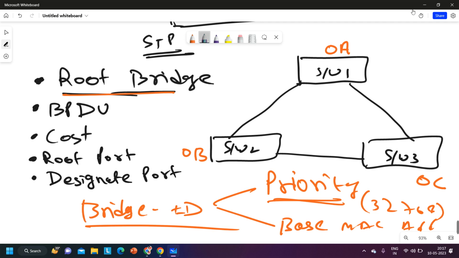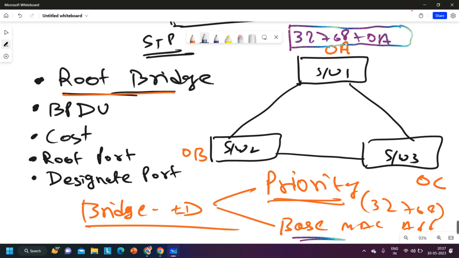So what will be the bridge ID of switch 1, guys? Same priority, 32768, plus 0A, because it is a combination of these two things. Priority plus base MAC address, yes or no? So this will be the bridge ID of switch 1. What will be the bridge ID of switch 2? 32768 plus 0B. 32768 is the default priority plus base MAC address.